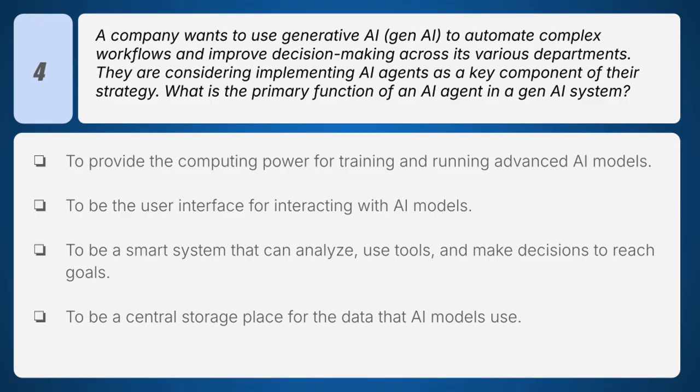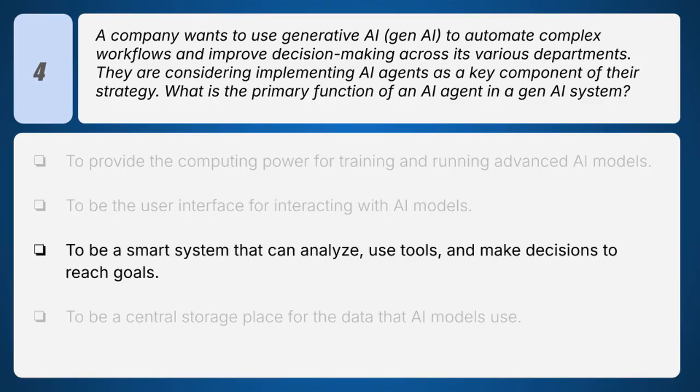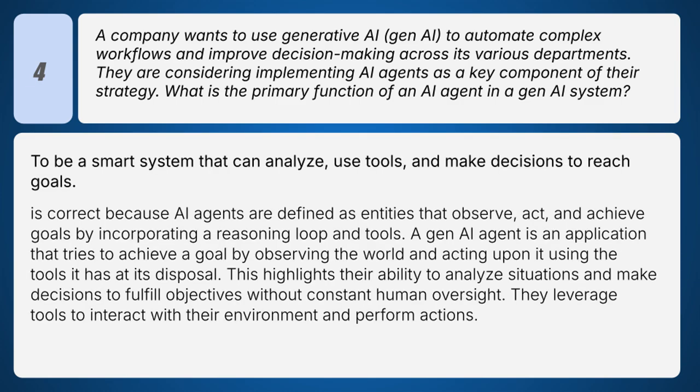A. To provide the computing power for training and running advanced AI models. B. To be the user interface for interacting with AI models. C. To be a smart system that can analyze, use tools, and make decisions to reach goals. D. To be a central storage place for the data that AI models use. To be a smart system that can analyze, use tools, and make decisions to reach goals.